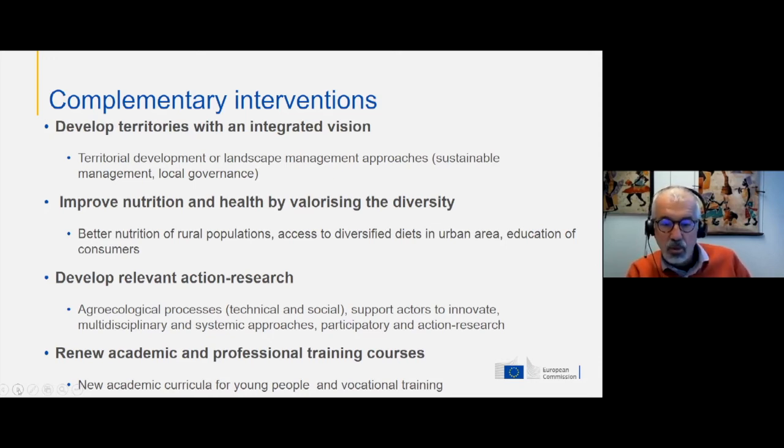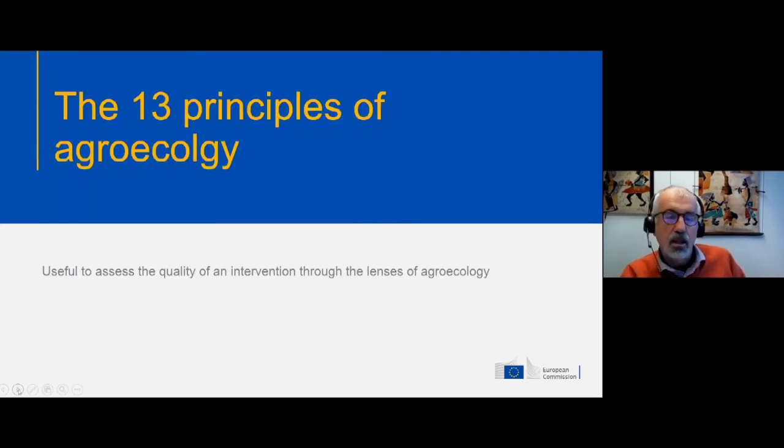And finally, one last complementary intervention is training, academic and professional training. Some projects are looking at that. They say there's no future for agroecology if we don't train young people and professionals to know what to do.